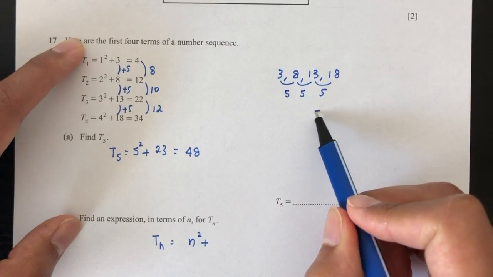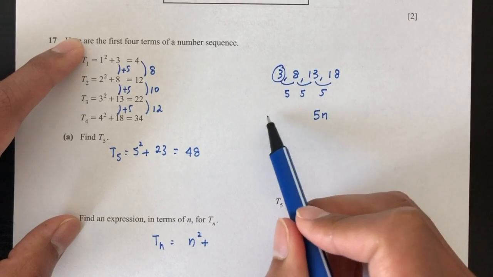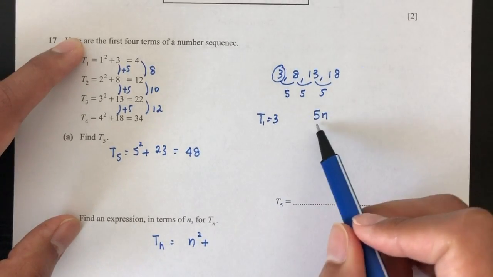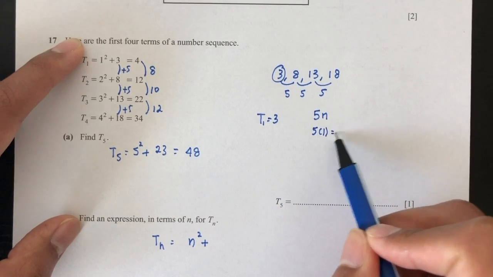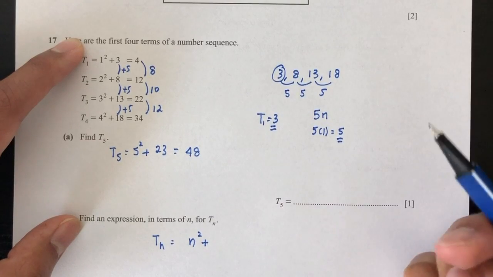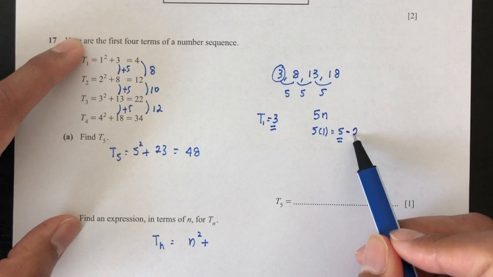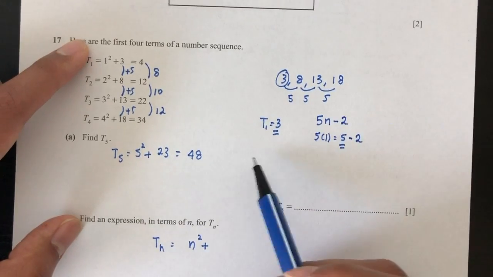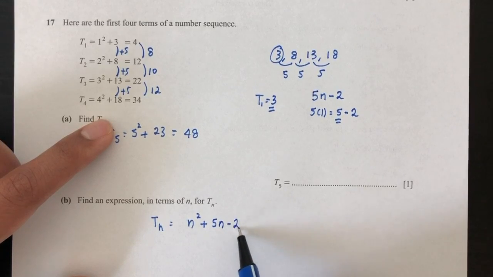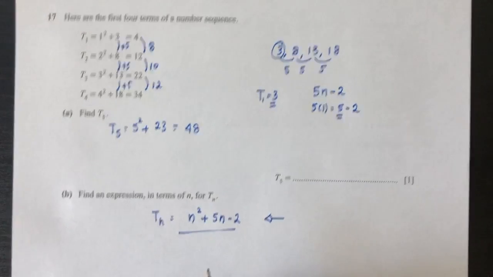So you write down 5n, right? But we know that the first term here is 3. So T1 for this sequence is 3. If you were to replace n with 1 here, it is 5. So 3 and 5 are not the same, so it cannot be correct. So how can we change 5 to 3? You have to minus 2. So for this term here, it will be 5n minus 2. This will be your nth term. That will be 17.